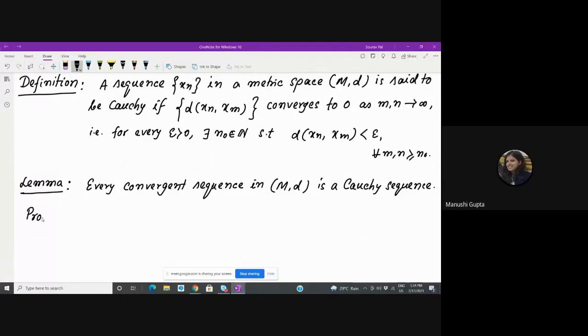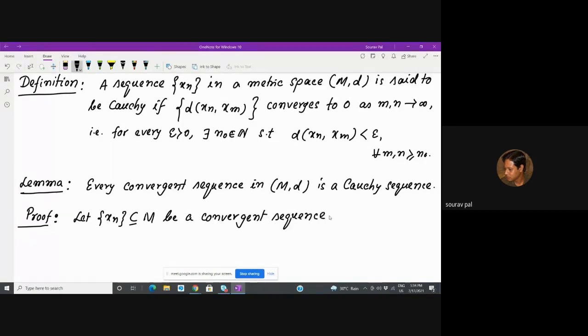Yes, sir. We can use the triangle inequality. Yes, exactly. She is absolutely correct, and I am just following what she is saying. Let x_n be a convergent sequence, and let x_n converge to x. This is a standard notation as I have mentioned above. So what is the definition we have written above?